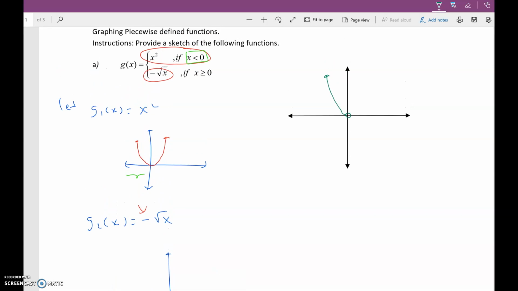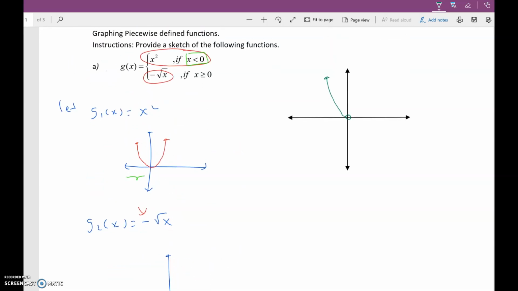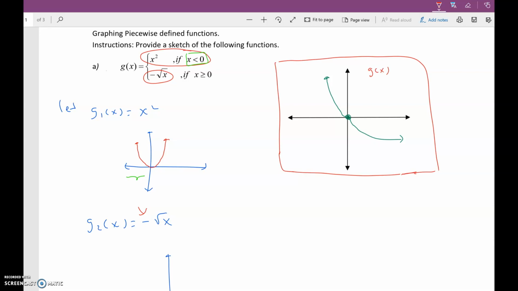The second one says x is greater than or equal to 0. Because you're including 0, you're not going to fill that in. And then it's going to go in this direction. So your main answer happens to be that. This is your function, in this case g of x, which represents a function that is composed of multiple pieces.